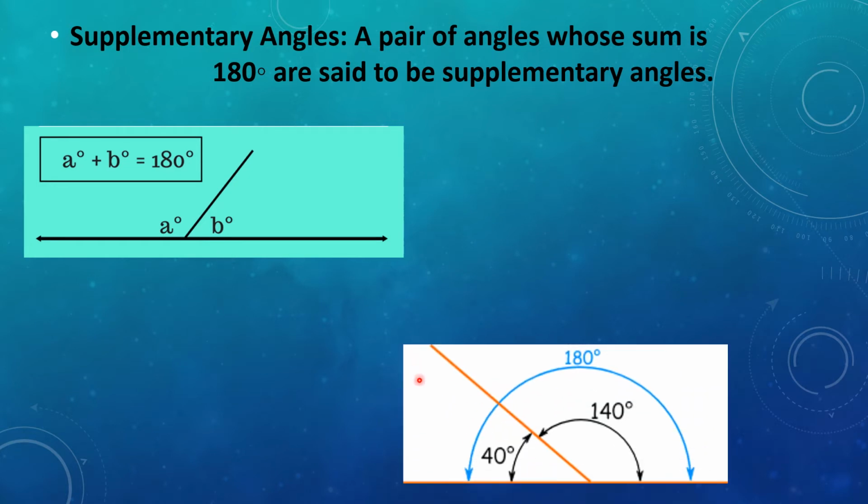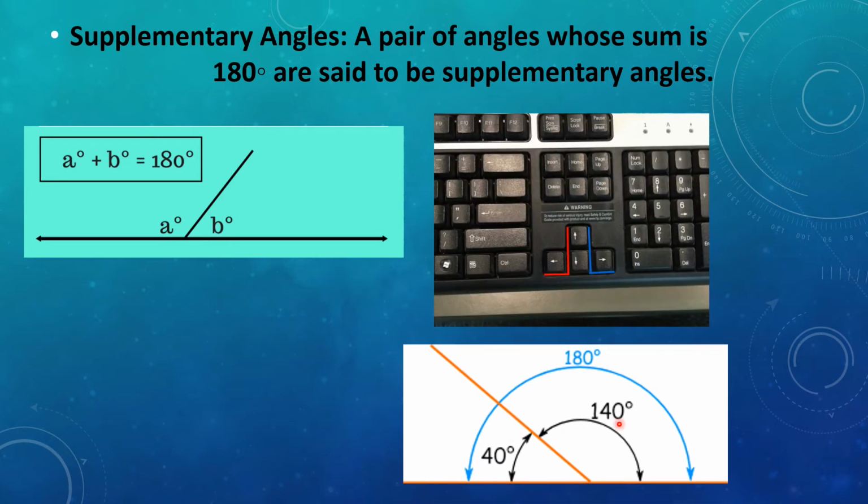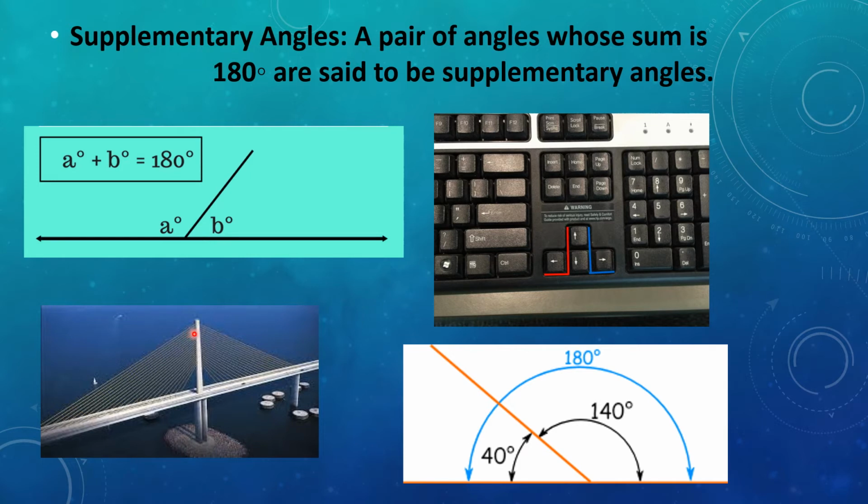Here you can see 40 and 140. When I add those angles, 180 degrees will be formed. So these angles are known as supplementary angles. On a keyboard also you can see that this angle would be 90 and this angle will also be 90, and when I add these two angles, 180 degrees will be formed. So these two angles are known as supplementary angles. Here in a bridge also, this angle would be 90 and this angle would be 90. So the supplementary angle would be formed.